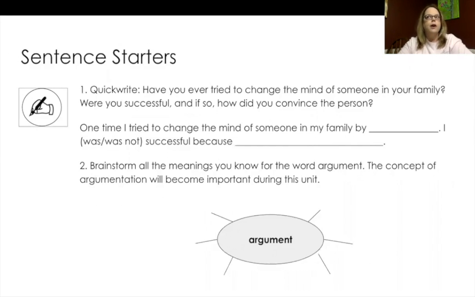So I can think of a couple of ways, maybe some of the ways you all tried to change somebody in your family. Maybe you wanted a cell phone and you're trying to convince your parents. Maybe you're trying to convince your parents why you don't have to do your chores for the day. I don't need to clean my room. Who's going to see it, right? Well, were you successful, and how did you change that person's mind?